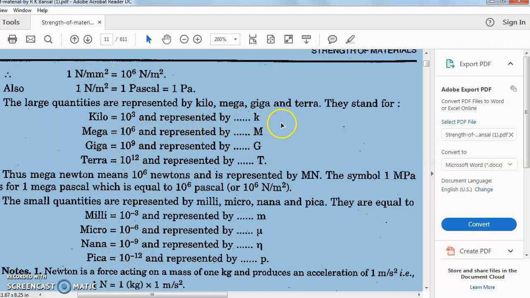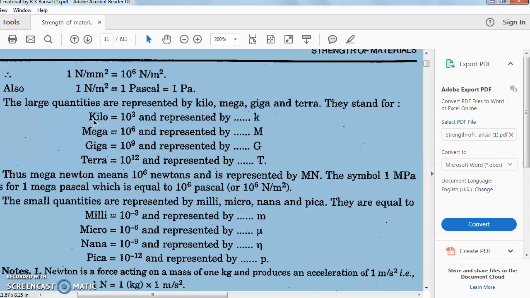Here these are the positive conversion factors, and here the negative conversion factors. Here milli, micro, nano and pico, and symbols are also given to us. Okay, now on the Google Classroom I also shared this page. This is from the book of R.K. Bansal. This is a very basic book for the strength of material or mechanics of material. Okay, so these conversion factors must be known to you before attempting the problems and before attempting any type of concept.